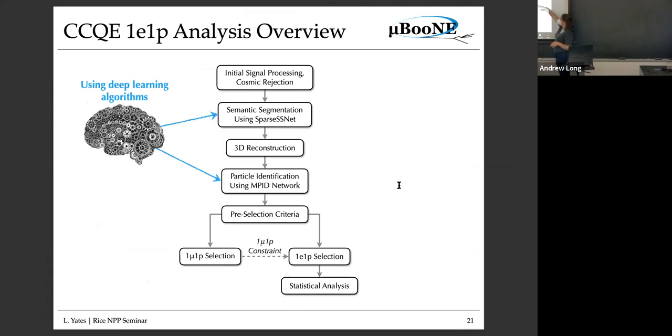Then come our reconstruction steps. We have a semantic segmentation algorithm that's deep learning based, some 3D reconstruction to find our vertex and our tracks and our showers, and then an additional reconstruction step looking at particle identification using a second deep learning algorithm. I'll talk about those two in a little more detail because deep learning is fun. And then we select our events for the 1e1p, which is our signal, and then a comparable sample of 1μe1p, which we use to constrain the systematics like I was talking about earlier. And then the constrained 1e1p prediction and observation is the input to our statistical analysis, which I'll also talk about in a little bit of detail.